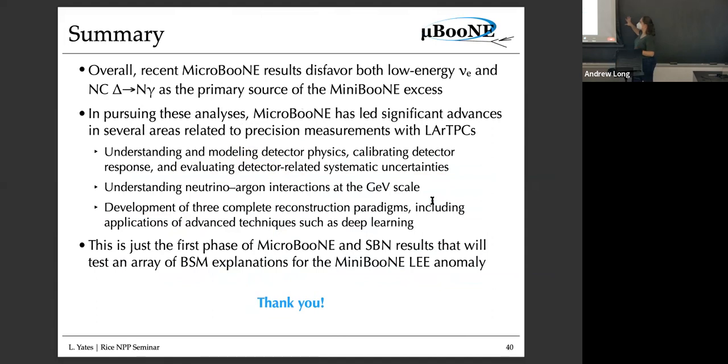While that remains open, we've learned a lot during this process. MicroBooNE has led really significant advances in several areas related to doing precision neutrino measurements in LArTPC. Things like understanding and modeling our detector physics, calibrations, evaluating our detector uncertainties, understanding neutrino-argon interactions at the GeV scale, and development of three very different, each interesting in their own way, reconstruction paradigms, including applications of advanced systems like deep learning. I hope this has been interesting, but please keep in mind that this is just the first phase of results from both MicroBooNE and the full three detector SBN program that will test an array of BSM explanations for the MiniBooNE anomaly. Thank you very much for your attention.